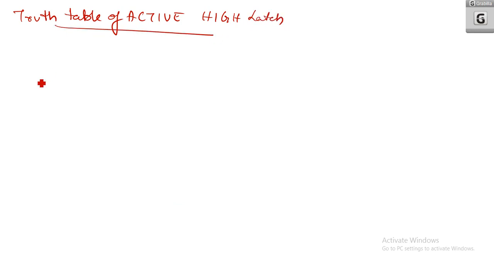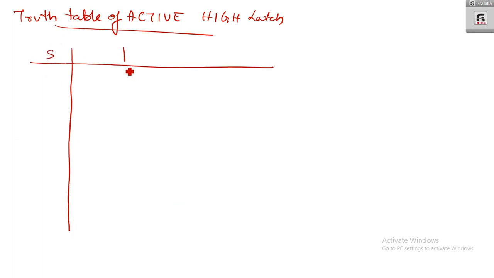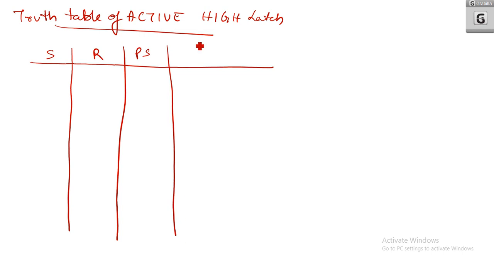Okay. So here I am having S, R. Now present state, and next state. Okay, I have this as present state going into next state. Now what is the definition in that? This is state.